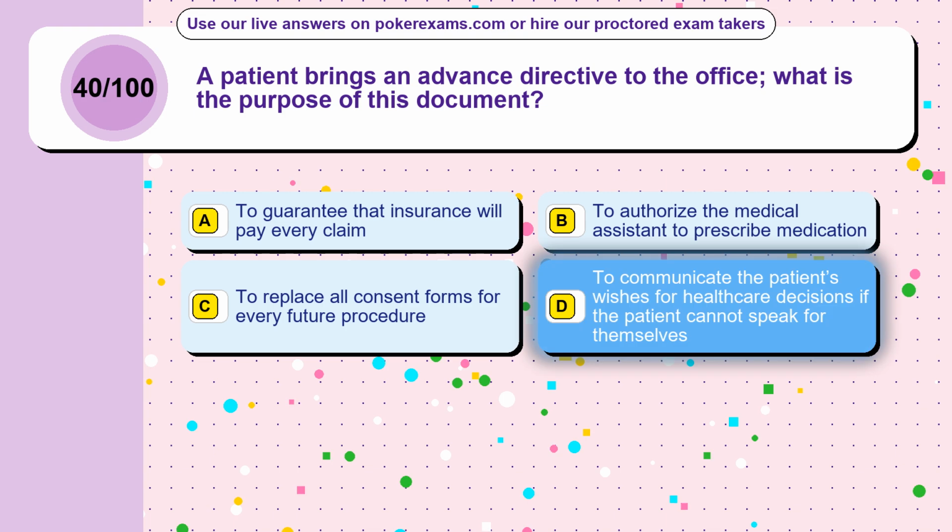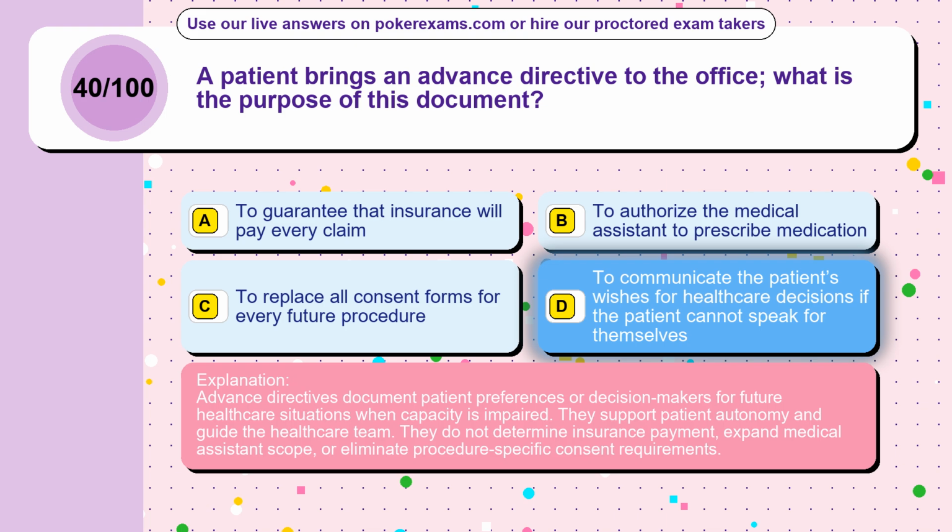The correct answer is option D. To communicate the patient's wishes for healthcare decisions if the patient cannot speak for themselves. Advance directives document patient preferences or decision-makers for future healthcare situations when capacity is impaired. They support patient autonomy and guide the healthcare team.